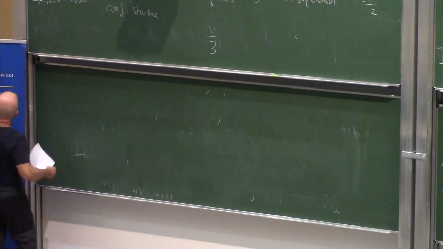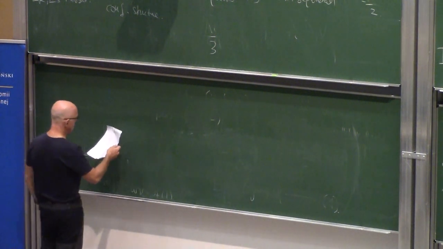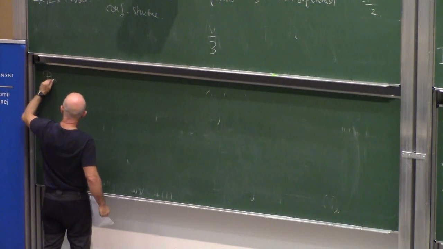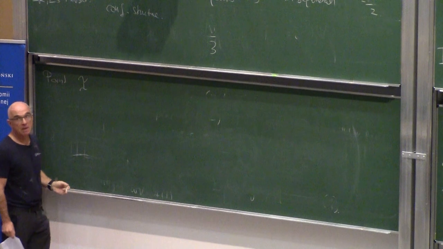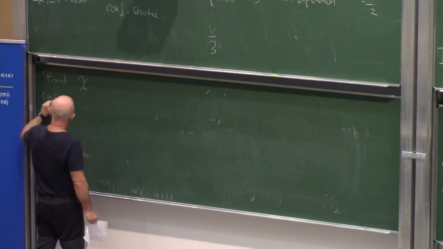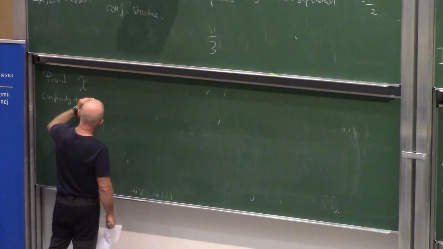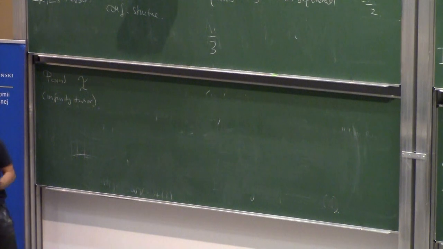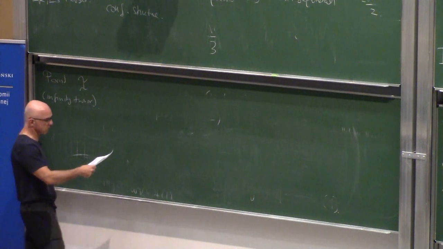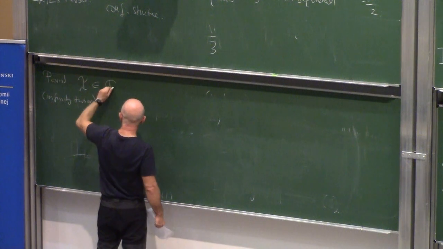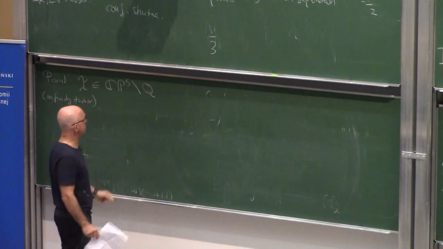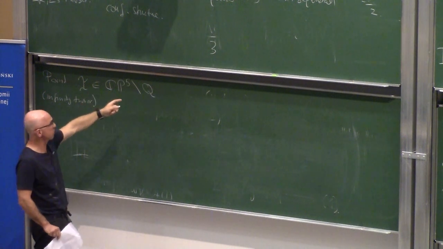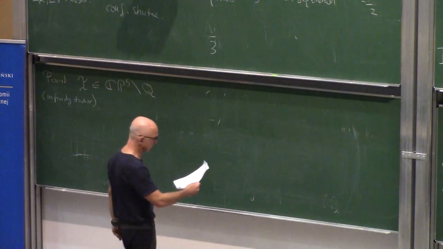So how do I declare a metric in this conformal class? Well, I'm going to pick a point, usually called curly I. This is called the infinity twistor. The way I pick this point will determine whether I'm aiming for the Minkowski metric or the de Sitter metric. For the de Sitter or anti-de Sitter metric, this point has to belong to CP5. It cannot lie on the quadric. So the quadric is in CP5, and I'm taking this point in CP5, but not on the quadric. For Minkowski space, it would be on the quadric.